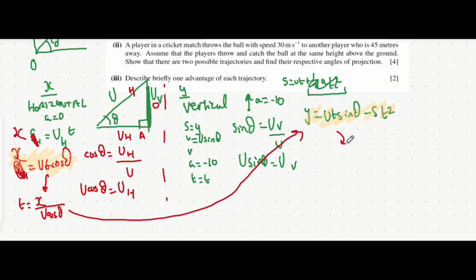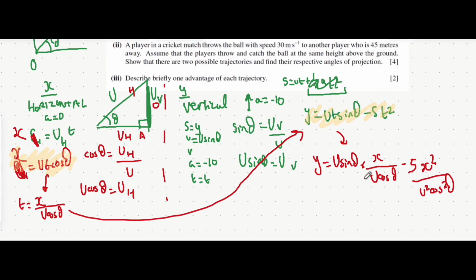So let's do that. Y, we're going to leave as it is, equal to u sine theta multiplied by all of this, t. So let's write this out: u sine theta times x over u cos theta, and then minus 5 lots of t squared. T squared now is the square of all of this. When you square a fraction, you're squaring the numerator and the denominator. So it becomes x squared over the square of the denominator, which is u squared cos squared theta.